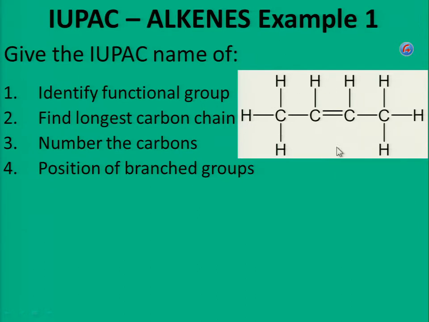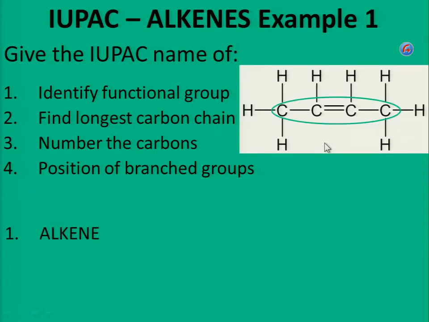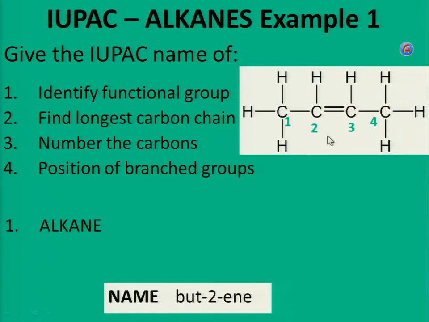For this molecule, identify the functional group. There is a double bond, therefore this molecule must be an alkene. Find the longest carbon chain. Number the carbons and get to the positions of the branched groups. So there's your longest carbon chain with a double bond. That means this is an alkene.